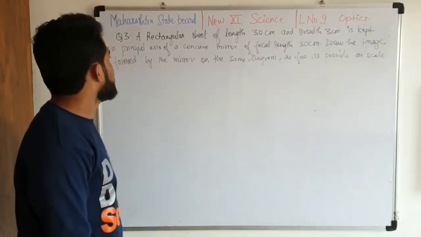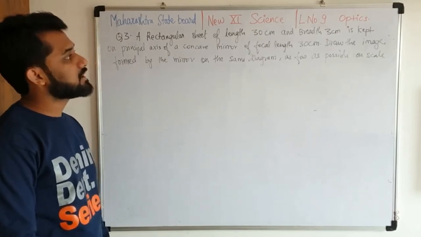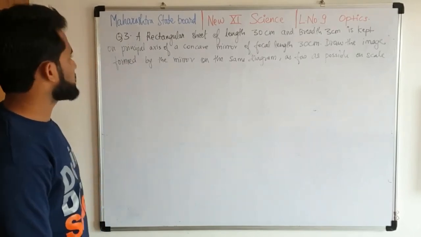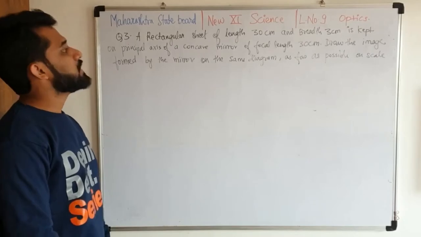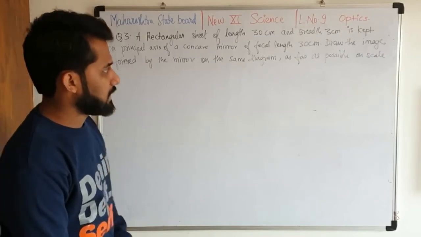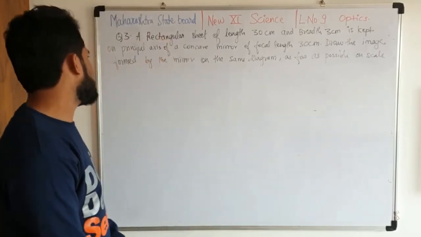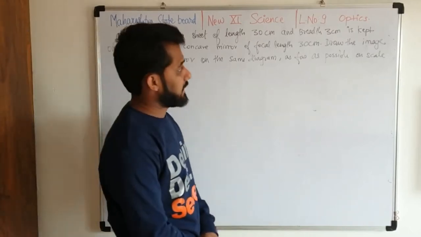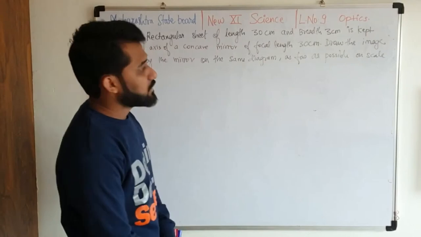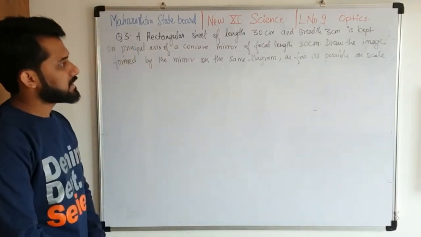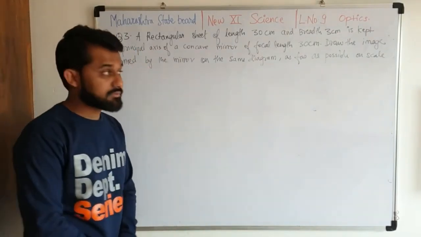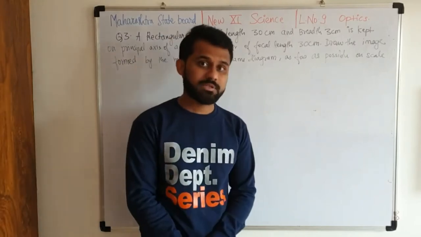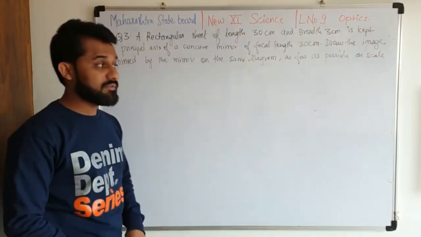So question number 3: a rectangular sheet of length 30 cm and breadth 3 cm is kept on the principal axis of a concave mirror of focal length 30 cm. Draw the image formed by the mirror on the same diagram as far as possible on scale. Now to solve this question, first you need to understand how images are formed when you place an object in front of a concave mirror.